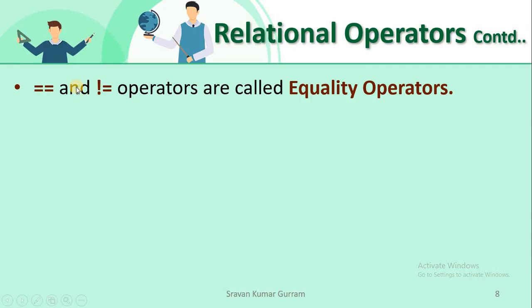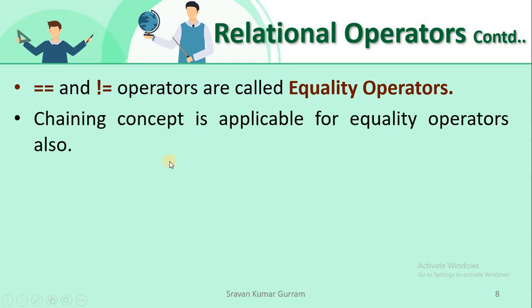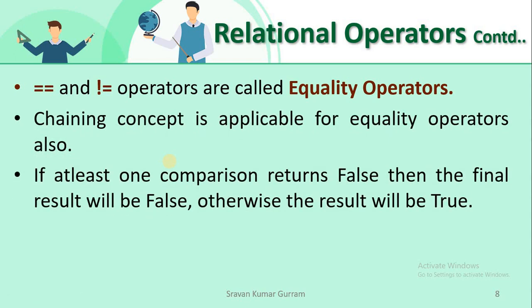Among the relational operators, is equal to and not equal to operators are also called equality operators. And for the equality operators also, we can implement the chaining concept. And the rule is the same. If all the comparisons are true, the final value will be true. If any one of the comparisons returns false, the final value becomes false.